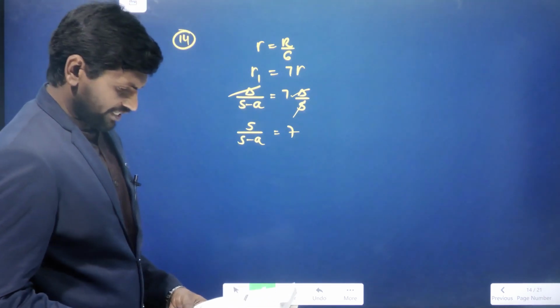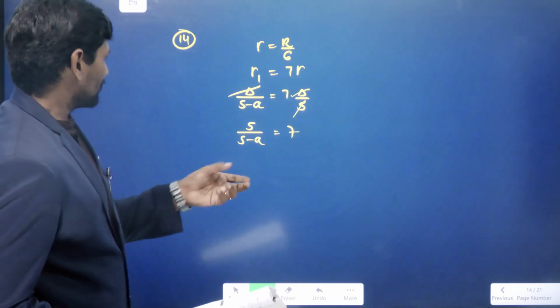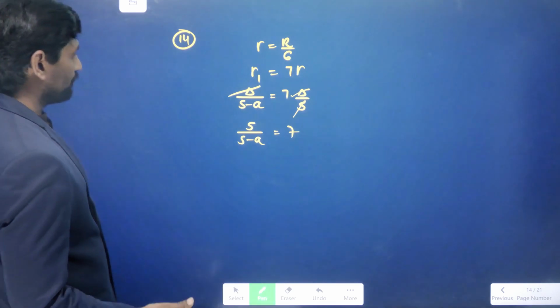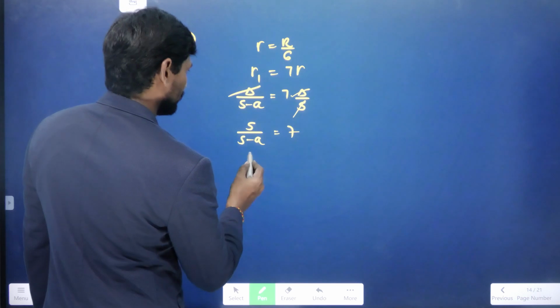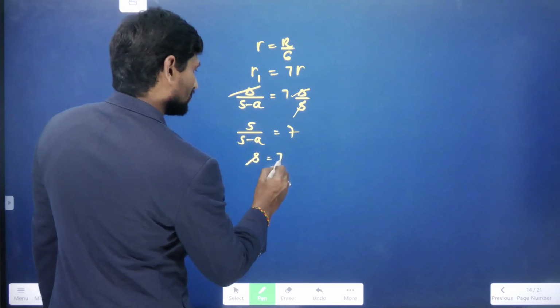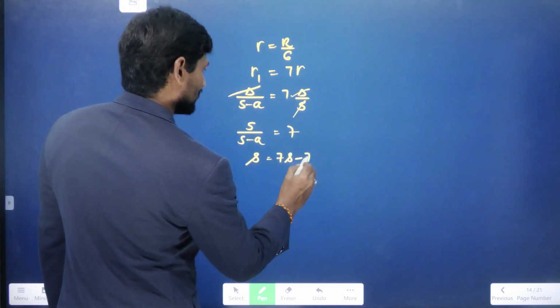We need to find the value of angle A, right? So S minus A value we should find. So try to multiply here, cross multiplication. S is equal to 7 into S minus 7 into A.